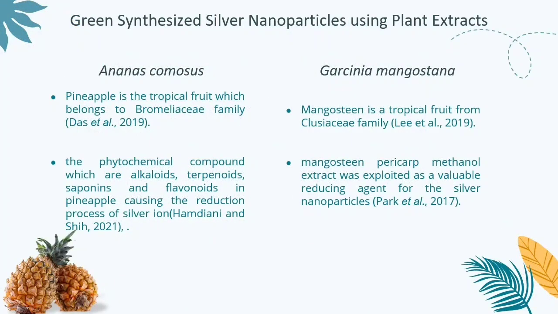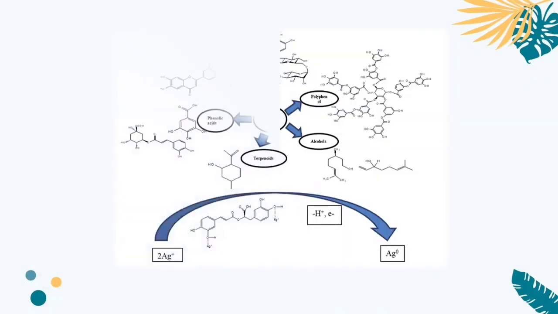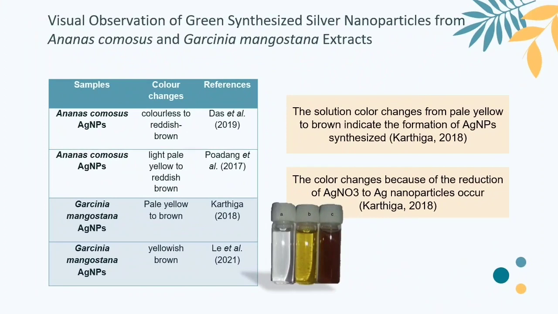Both pineapple and mangosteen are tropical fruits that are utilized in medicinal field. The phytochemical compound in them causing the reduction of silver ion. Through the visual observation of Ananas comosus and Garcinia mangostana silver nanoparticles, the solution color changes from pale yellow to brown, which indicate the formation. The color changes because of the reduction of silver nitrate to silver nanoparticles occur. This table shows the result, which indicate the Ananas comosus and Garcinia mangostana silver nanoparticles color changes to brown.